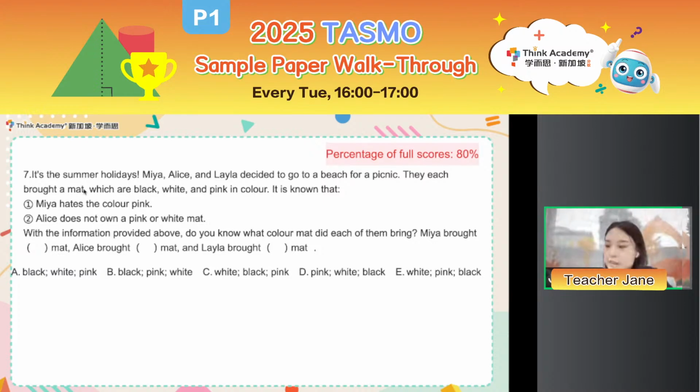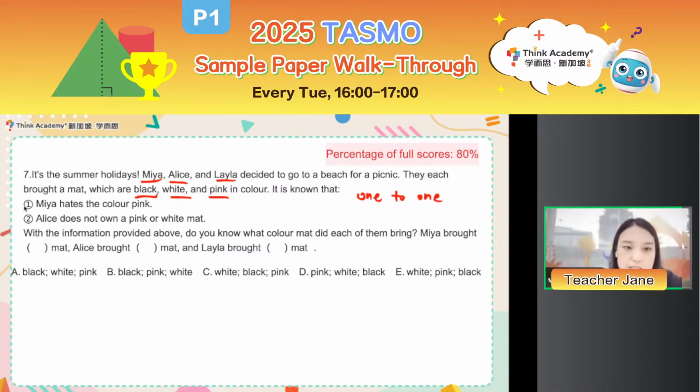Question 7. Okay, it is the summer holidays. Mia, Alice, and Layla decided to go to a beach for a picnic. They each brought a mat which are black, white, and pink in color. Okay, so we can see this time it is about a one-to-one relationship. A one-to-one relationship means one matches with the other one. Can we repeat? Cannot. For example, can Mia get black, white, and pink at the same time? Cannot. Each one of them just matches with the other one.